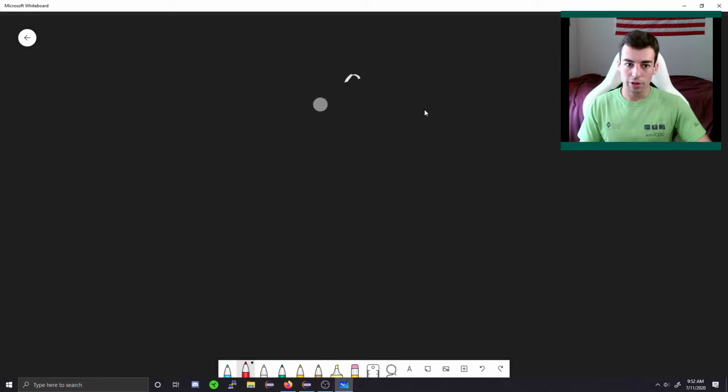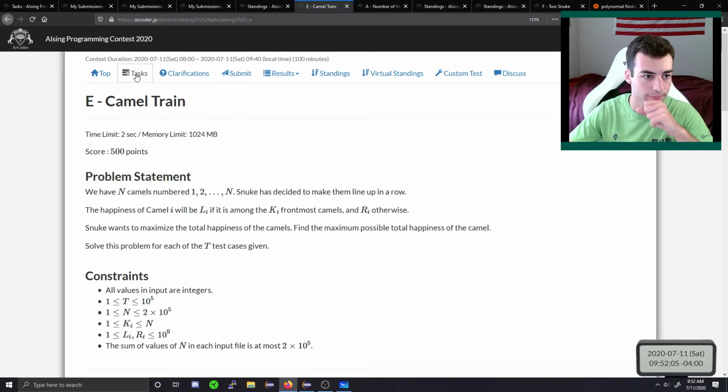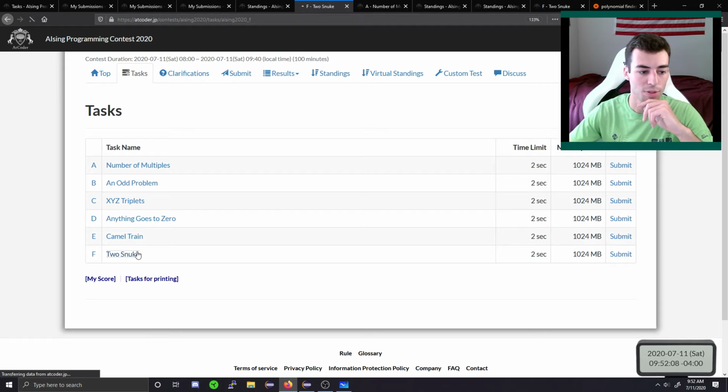Okay, cool. So that is camels. You can do it with just a priority queue and some observations. Let's talk about this problem F.